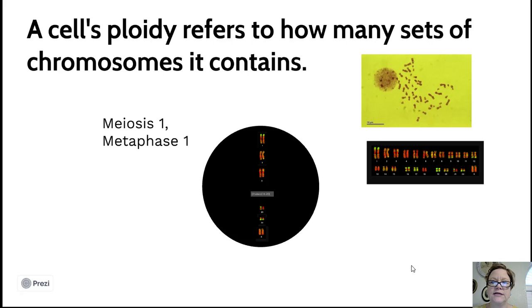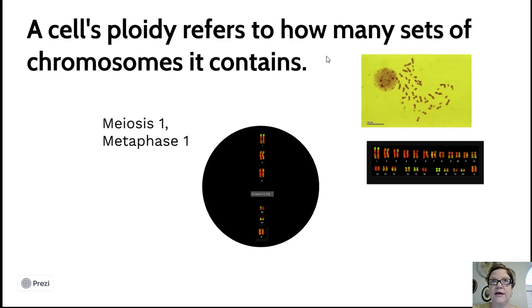And so when you say a diploid cell, you never say a diploid chromosome. That doesn't make sense. You can have a dyad chromosome. You can have a replicated chromosome, but you can't have a diploid chromosome. Diploid refers to the cell. And so the cell's ploidy refers to how many sets of chromosomes it contains. And that word sets is confusing because it's not the same as pairs.